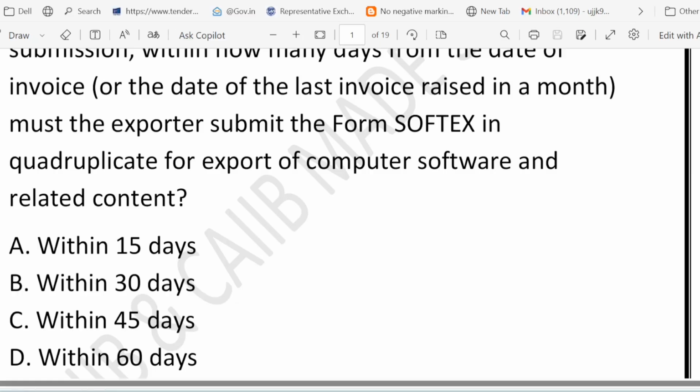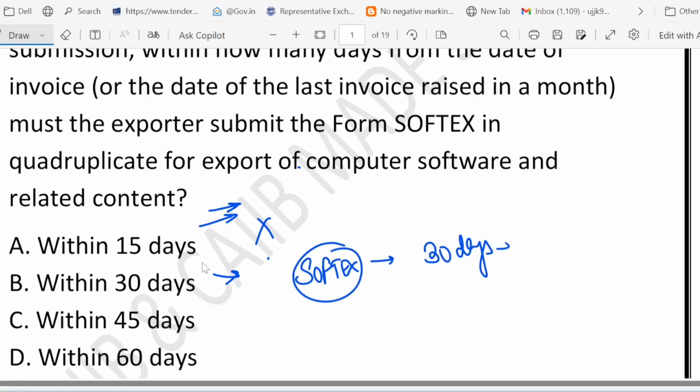First of all, let's start with option A. 15 days sounds strict, but the rule does not require such a short timeline. Exporters are given a bit more breathing room. So this option is too early and incorrect. What about 30 days? Yes, this is the correct timeline. Exporters of software must submit the SOFTEX form within 30 days.